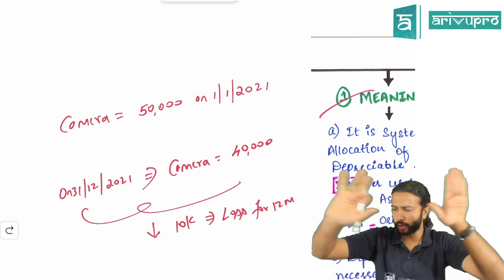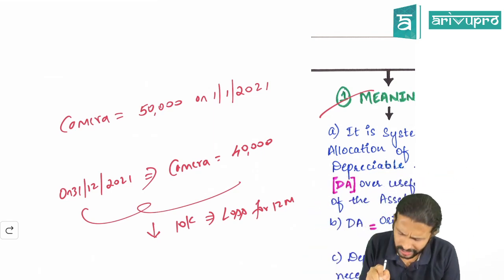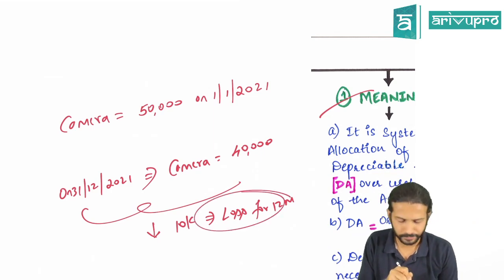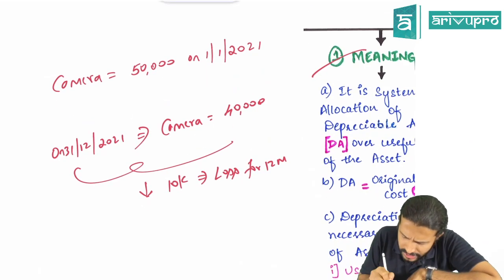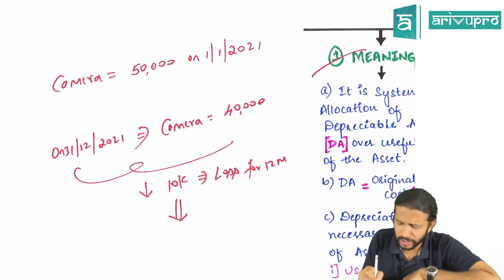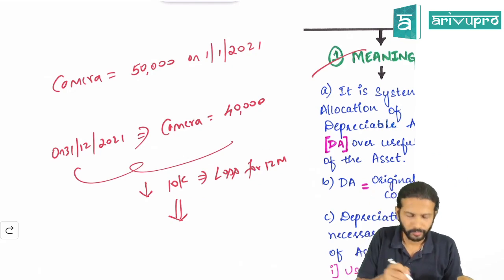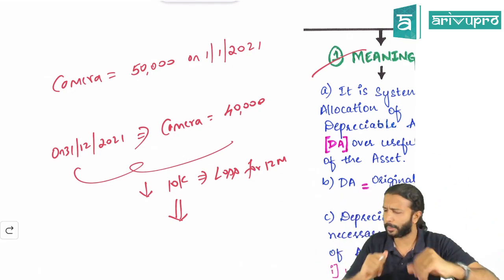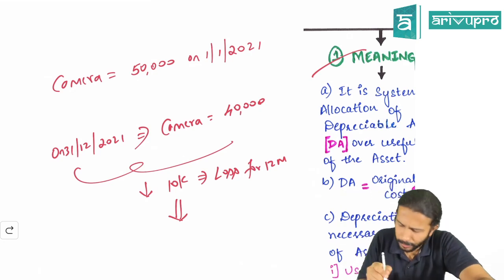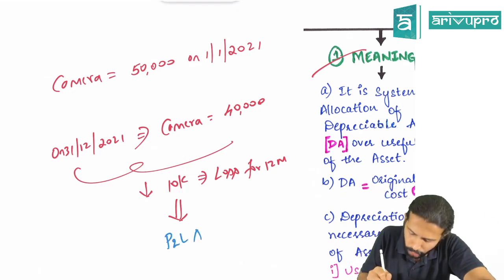Yes. I've used a particular asset for 12 months, so there is a loss for 12 months. Can I call it like that? Yes, correct. So this loss, ideally where it should go, sir? If it is a loss for 12 months, is it revenue loss or capital loss? Any loss for a period not exceeding 12 months is a revenue loss. That means ideally this 10,000 loss should go to the profit and loss account.